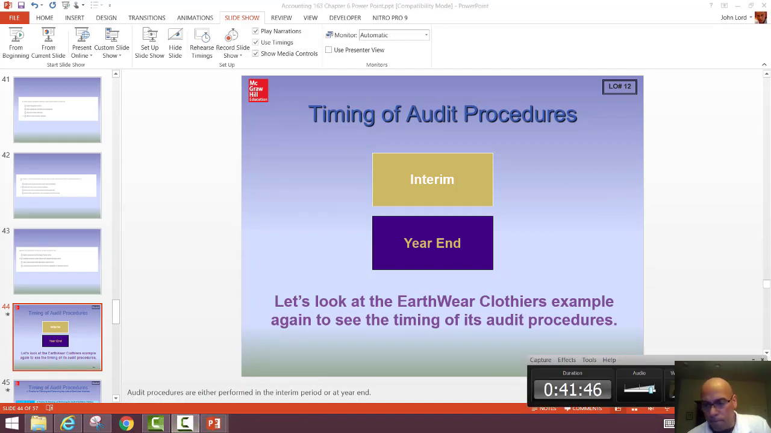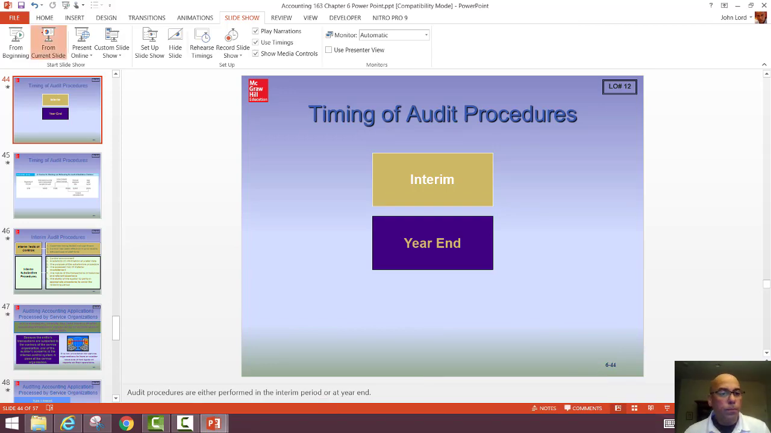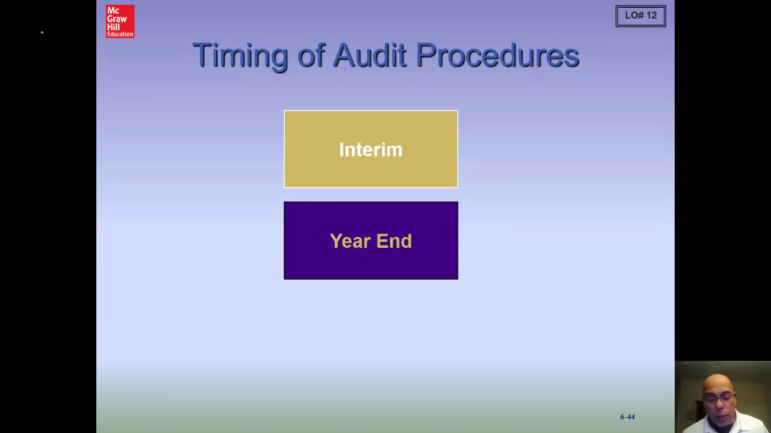Okay, so let's go ahead and take a look at this next slide and talk about using interim versus year-end testing. Remember, we've said several times that we can use the interim testing if, of course, we have assessed our risk of material misstatement at less than the maximum. We would use a year-end approach if we had assessed the risk of material misstatement at more than the maximum. And we're going to see that we will always do some amount of year-end testing.